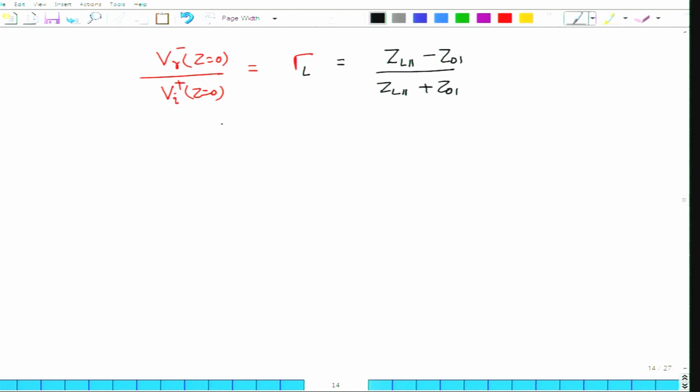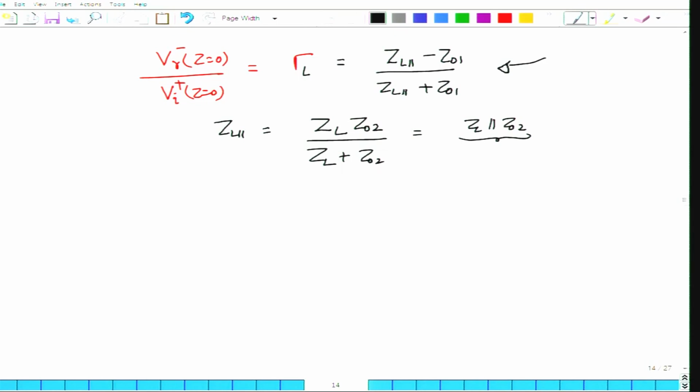In case you are wondering what ZL parallel is, you would see it if you solve the two equations I mentioned previously. It is given by the load ZL and the second transmission line Z02, ZL times Z02 divided by ZL plus Z02. This is actually ZL in parallel with Z02. Okay. Z02 is the characteristic impedance of the second transmission line, and Z01 of course is the characteristic impedance of the first transmission line. This is the overall reflection coefficient now.